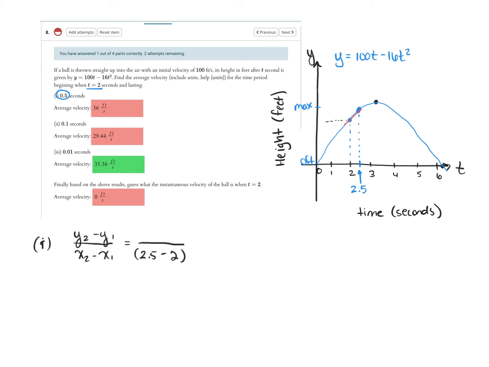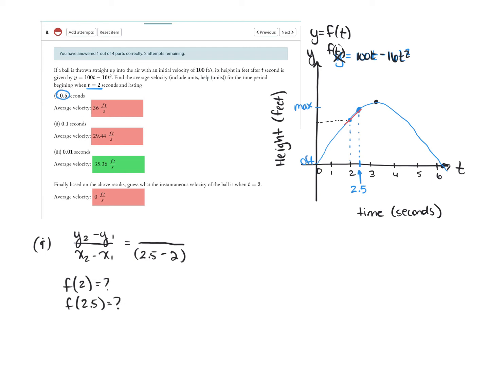Okay, now I need to figure out what the output value is. So let's call this f of x. Actually, let me use t here instead of x. So f of t is equal to 100t minus 16t squared. So we have to evaluate the function. So now I need to ask myself, what is the output value when t or x is 2? What is the output value when t or x is 2.5?